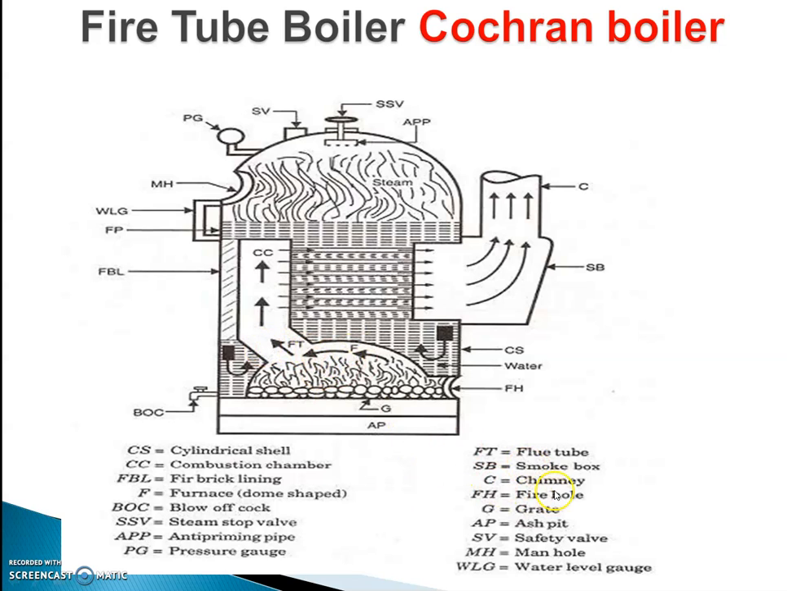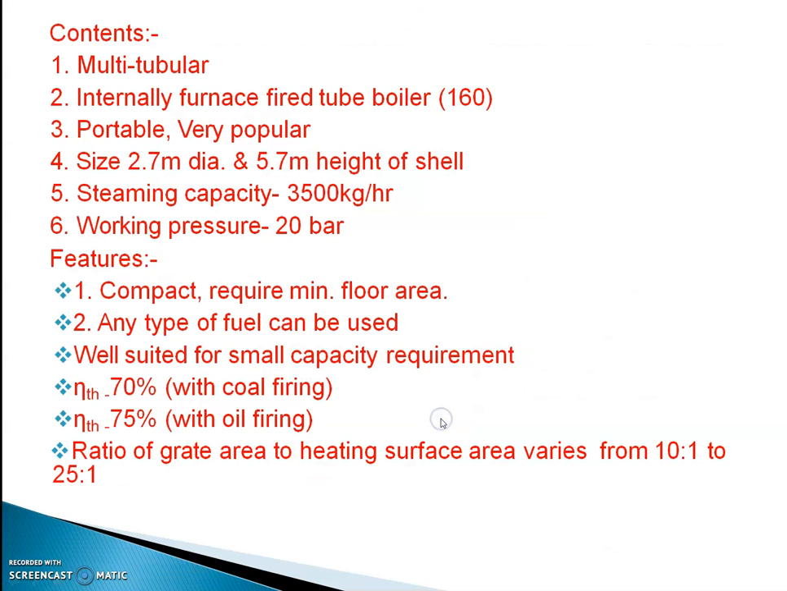from the furnace, chimney for the exhaust of the boiler, fire hole and grate at the bottom of the boiler, safety valve, ash pit, manhole, and water level gauges. In the Cochran boiler, multiple tube layers are present. The furnace is internally fired, with tubes. It is a portable and very popular boiler.